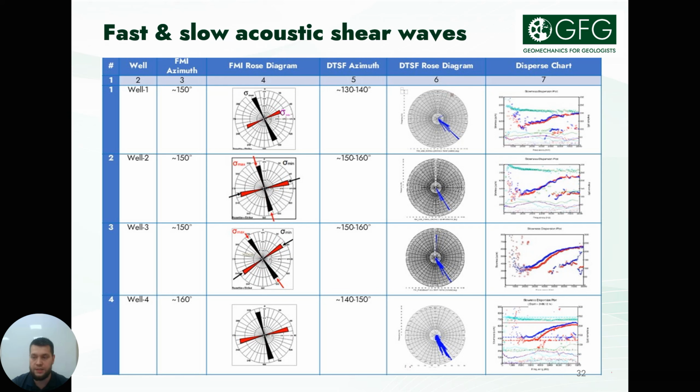The slide shows examples of comparison of the rose diagram for cross-dipole acoustic logging and the formation microimager. As you can see here, the data are consistent with each other. The azimuth of maximum horizontal stress in all four wells corresponds to the direction southeast and northwest.